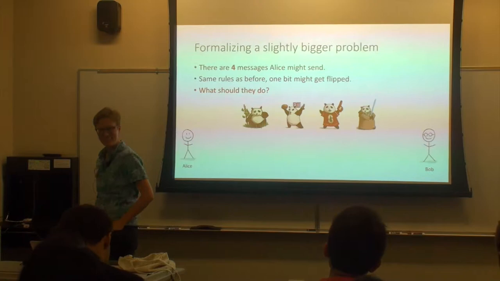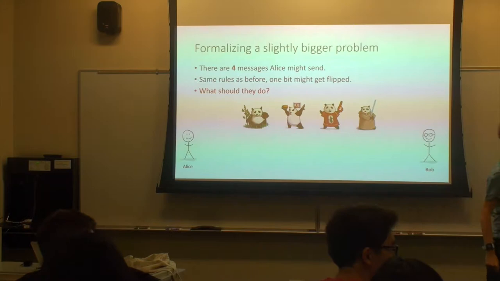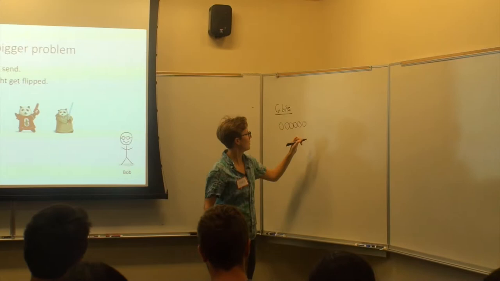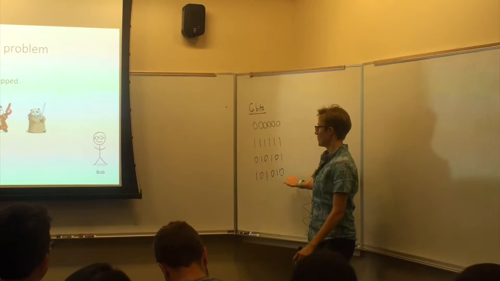So did anyone come up with a construction that works? Yeah, what did you get? Six. 6 bits? Okay, so what was your construction with 6 bits? Like 6 zeros, 6 ones, and then half ones, half zeros, and half zeros, half ones. I'm going to write half ones, half zeros like this, and half zeros, half ones like that. Great. Okay, so this does work.